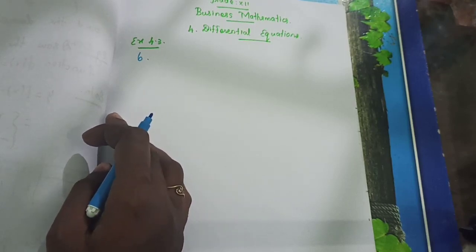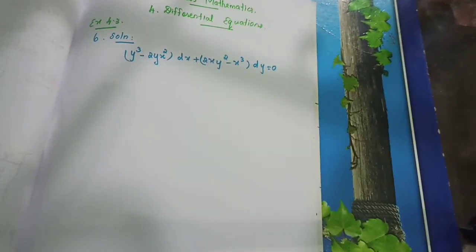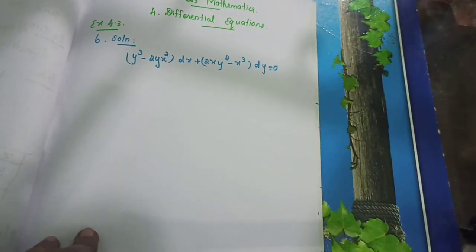The slope of the tangent to the curve at any point (x, y) on it is given by an equation, and the curve passes through (1, 2). Find the equation of the curve. Take down the question from your book. This is the equation given: (y cube minus 2yx square) dx plus (2xy square minus x cube) dy.